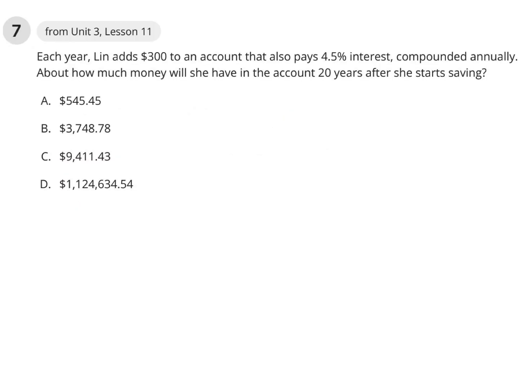Okay, let's look at this problem. We did not do this in class, but I'm going to show you how to do it anyway. All we have to do is use a simple formula. Each year, Lynn adds $300. So every year he's putting in $300 on an account that pays 4.5%. So now, 100% is being added with 4.5%, giving us 104.5%, which equals 1.045, which is B. That's your rate.